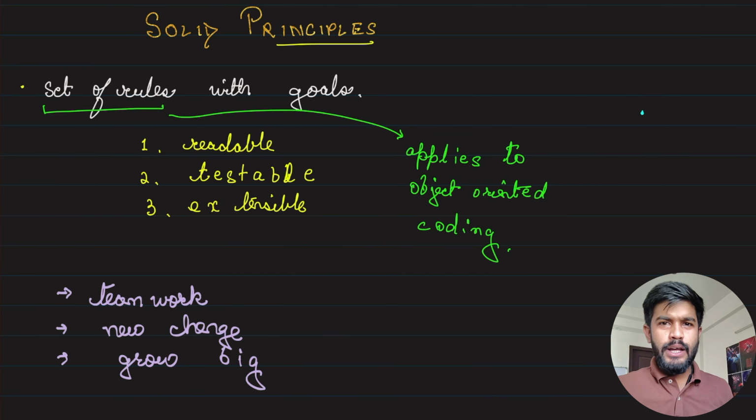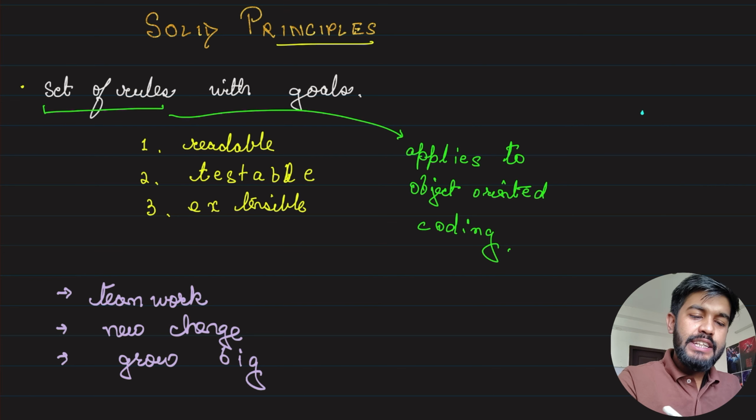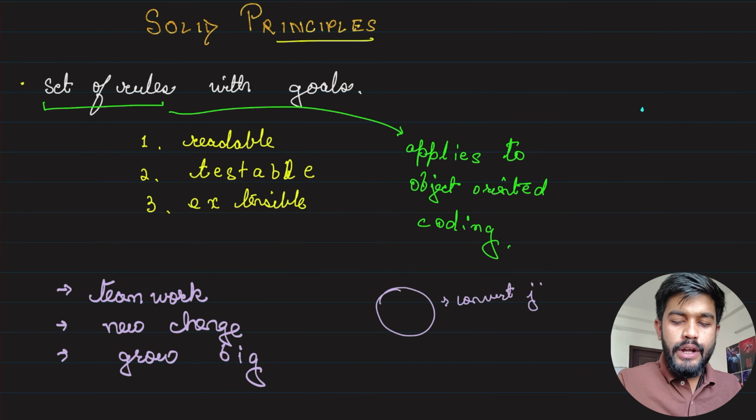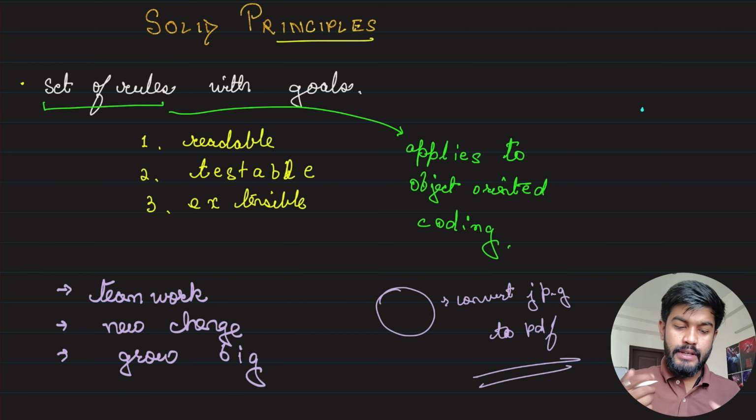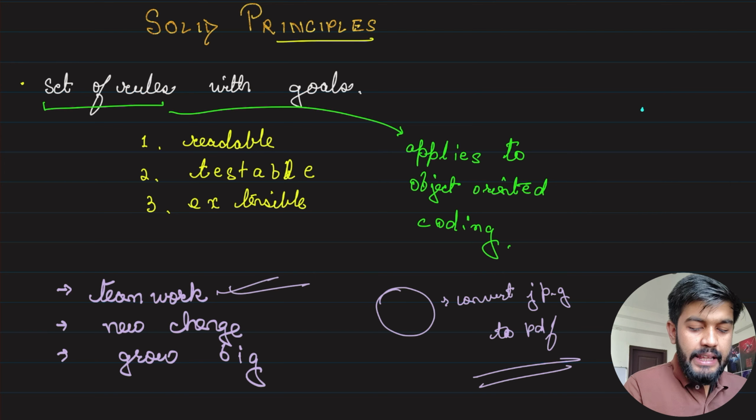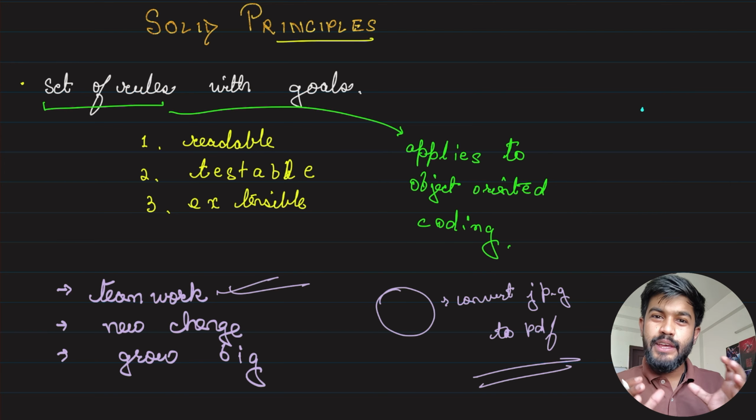Before we learn about SOLID principles, let us understand a bit about what working in the software development industry actually means. Let's say we have a product to convert JPEG format to PDF format, and we found out the product is performing well. Then we hired more developers. So I can say that this is a teamwork thing.